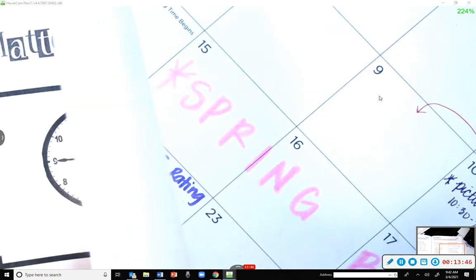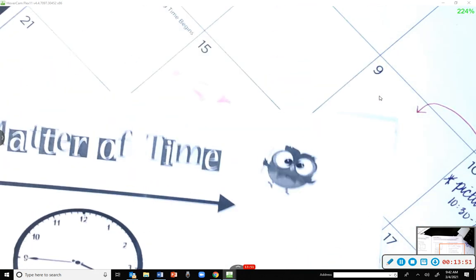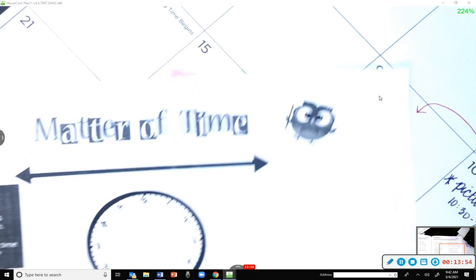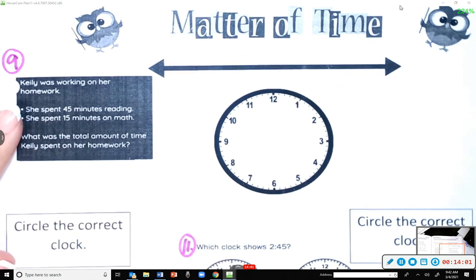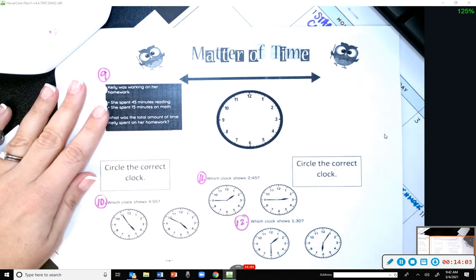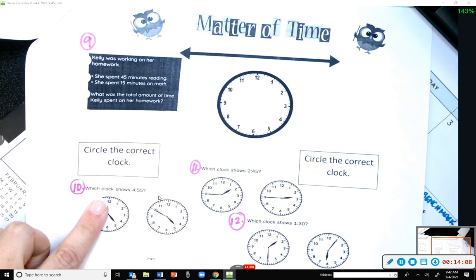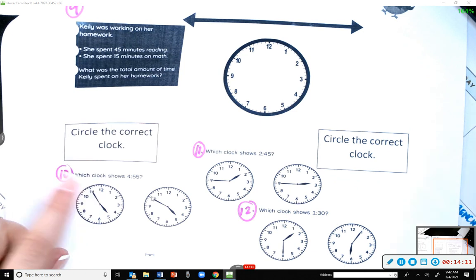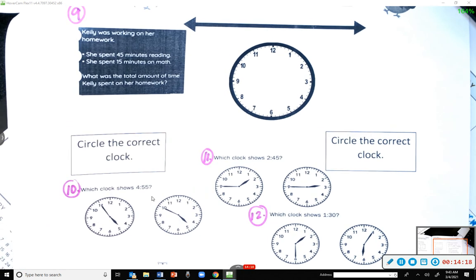Now you guys are going to finish. Let's see, there's 1, 2, 3, 4, 5, 6, 7, 8. 8 more to go. Okay, on the very last page, if you look at the very last page, all you have to do is read this question, which clock shows 4:55, and circle the correct clock. Okay, there's 3 like that. Okay, all right, you guys may get started if there's no more questions.